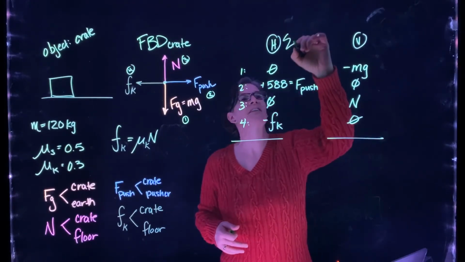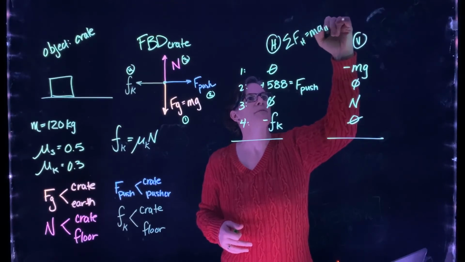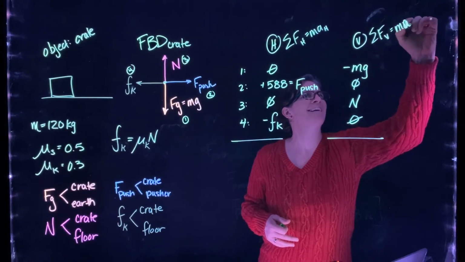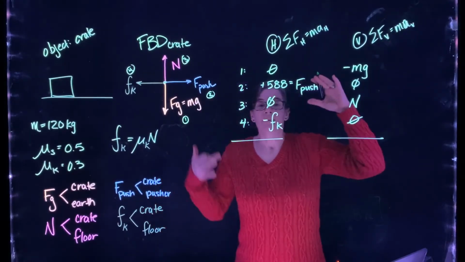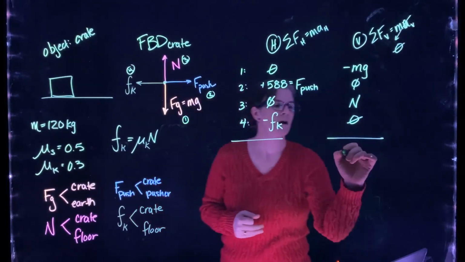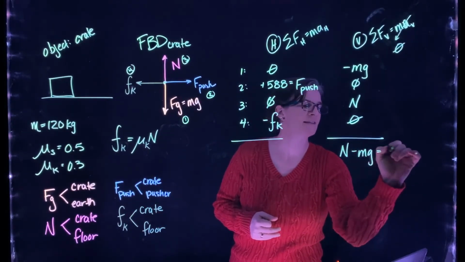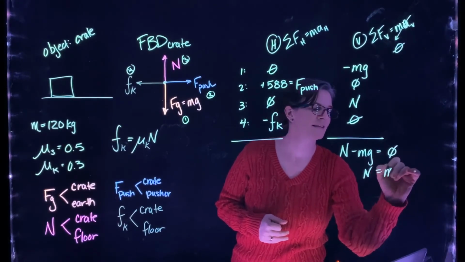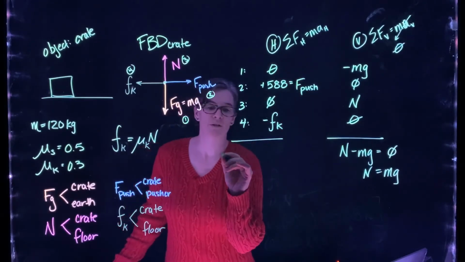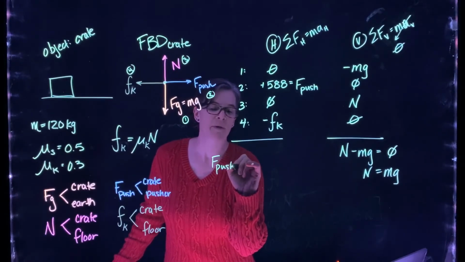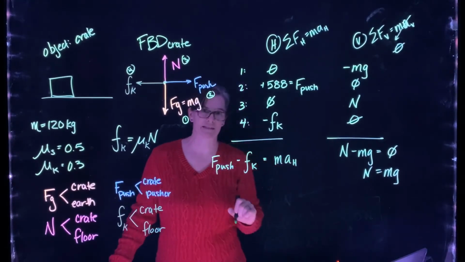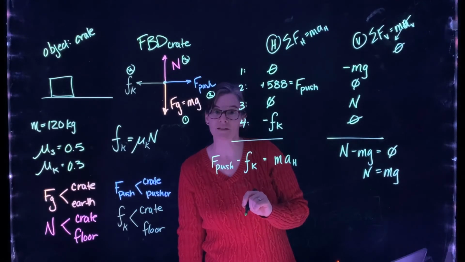All right, so again, the sum of the forces horizontal is the mass times the horizontal acceleration, and the sum of the forces vertical is the mass times the vertical acceleration. Now we're still not changing our motion up and down, so this is indeed 0. So our normal force minus mg is equal to 0. So the normal force is still equal to mg for our example. Horizontally, however, we have the force of the push minus the kinetic frictional force is going to equal the mass times the horizontal acceleration. So we want to determine what is that horizontal acceleration.